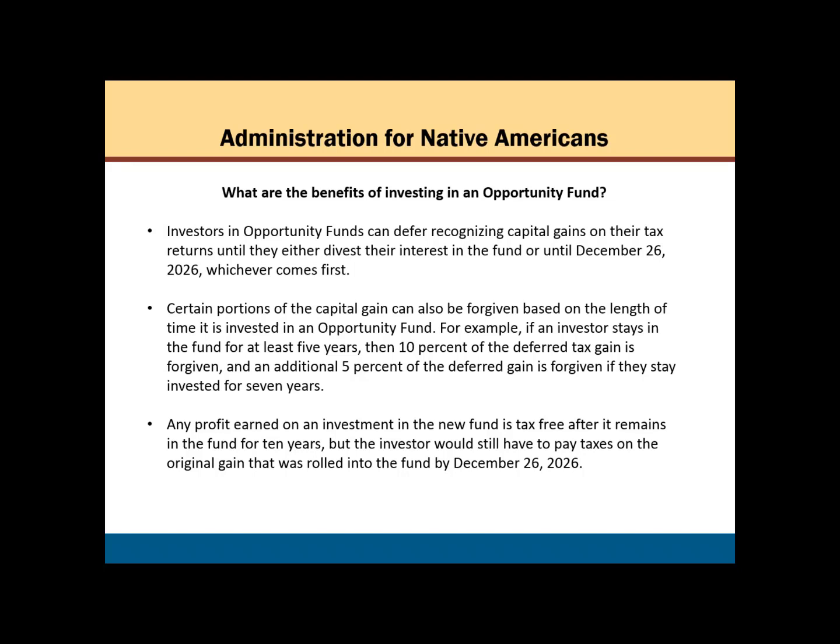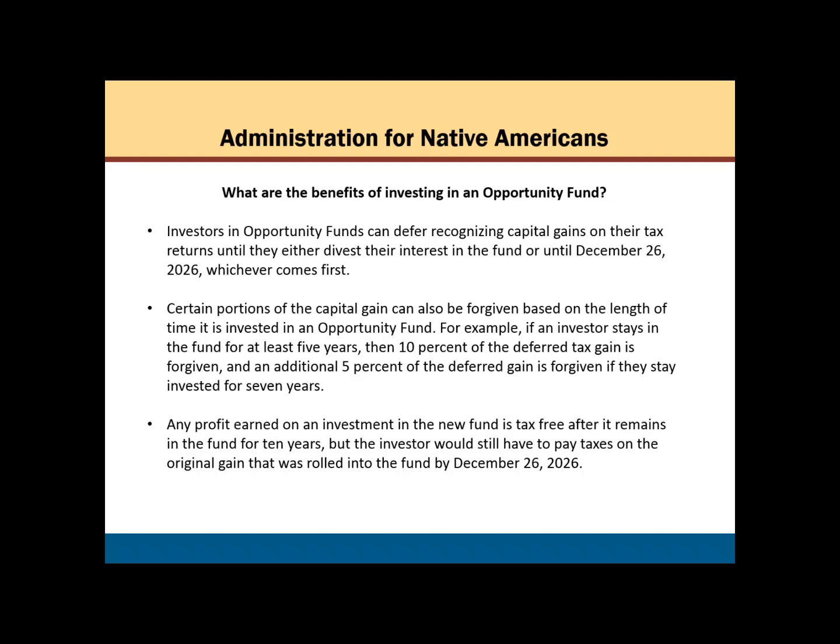So when you're talking to people, when you're trying to infuse economic development into an area or start a fund, the pitch to the investors is that, first of all, any capital gain that you realize on the sale of your assets, all taxes on that capital gain will be deferred until you divest that interest in the fund, or until December 26, 2026, whichever comes first. So you do not have to pay those capital gains right away. That first one is just the deferment of capital gains. You don't have to pay taxes as you normally would.